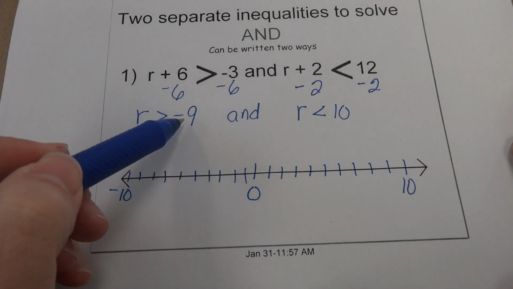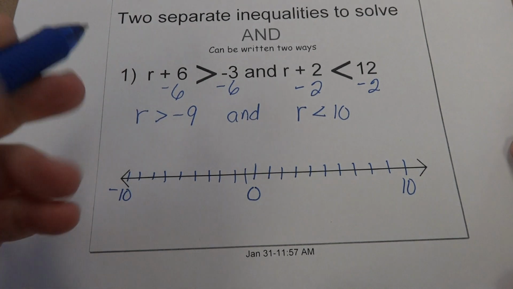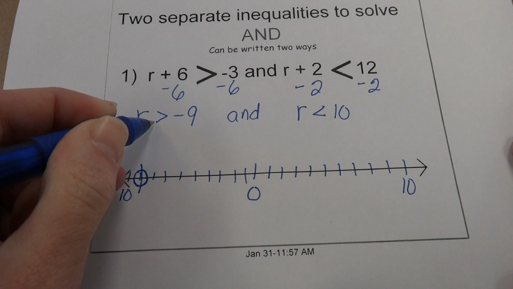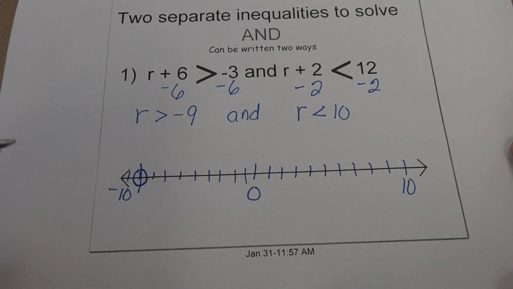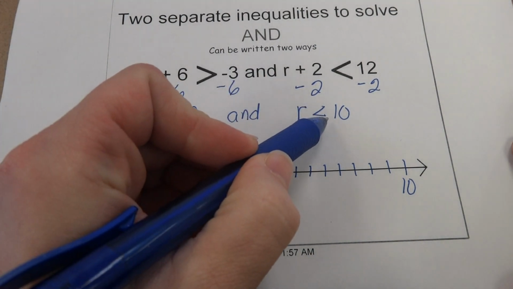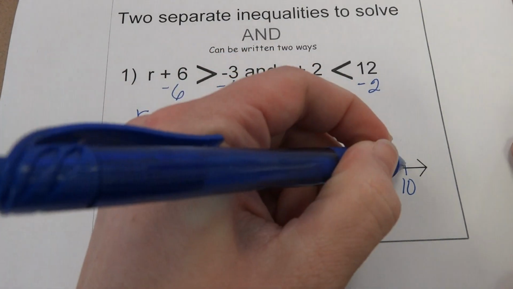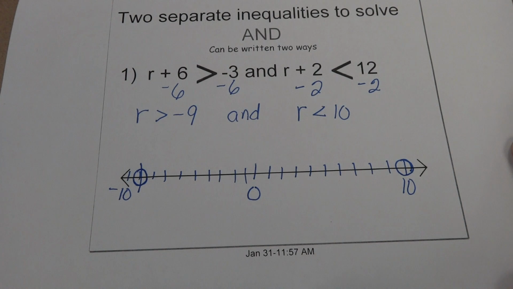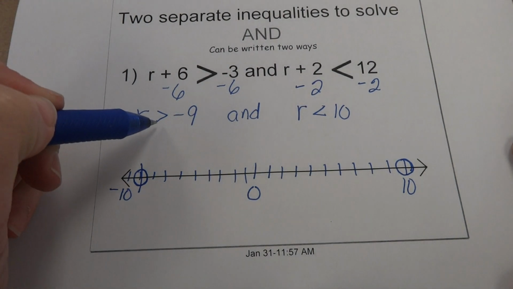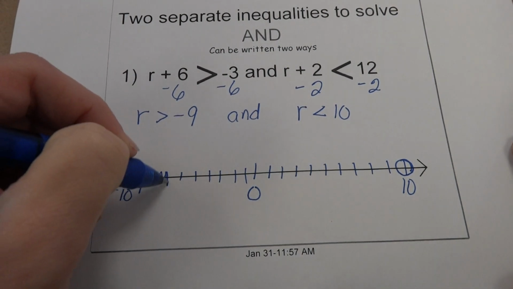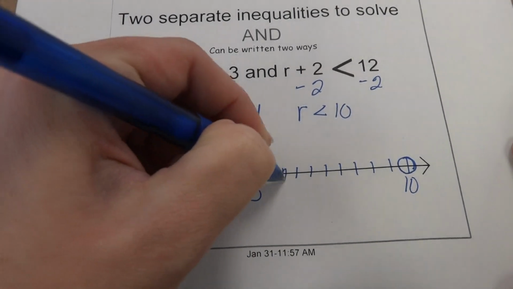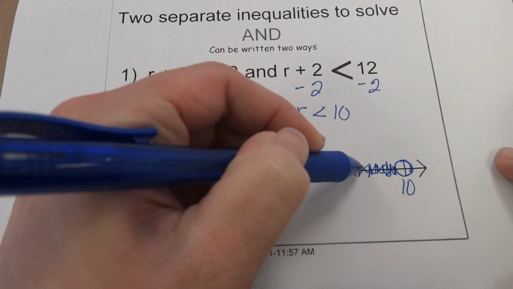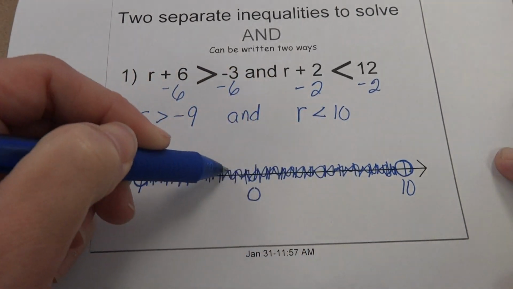So now I want to put an open circle on negative 9 because there is no equal to sign with the greater than, it's just greater than. And then I'm going to come over and mark my right bound with an open circle on 10. So now this one says r is greater than negative 9, so that means I would shade all the numbers that are greater than negative 9. And when you have r is less than 10, you would shade all the numbers that are less than 10.